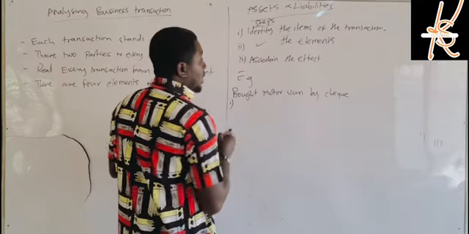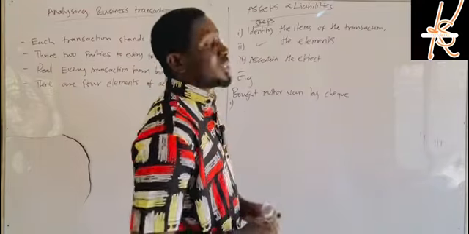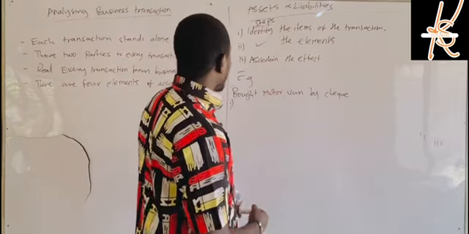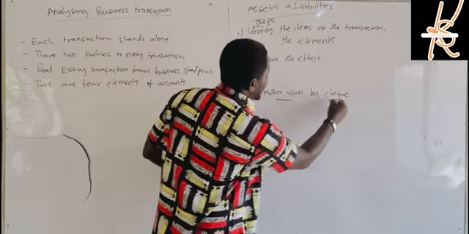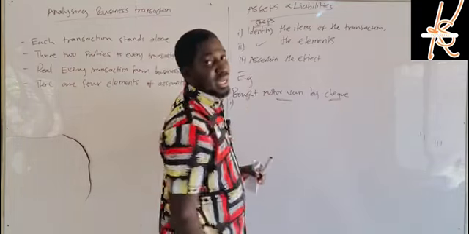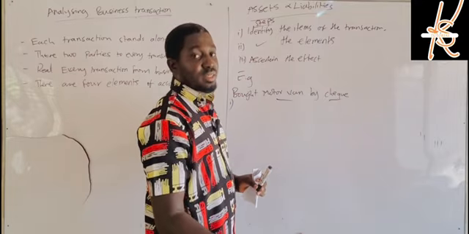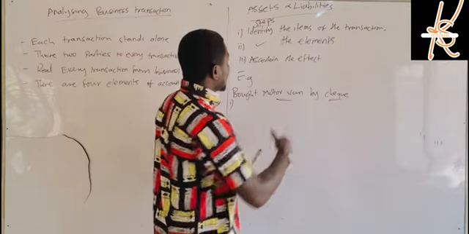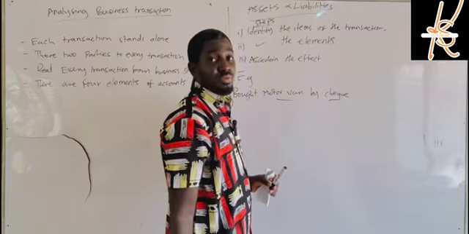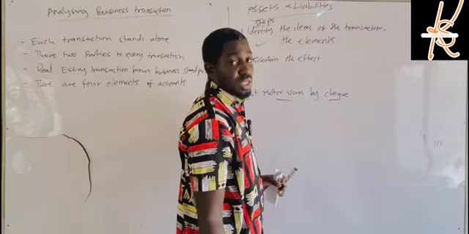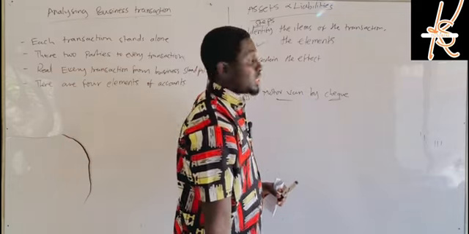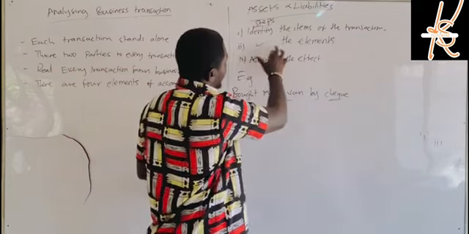Step 1, we need to identify the elements of the transaction. What are the elements of the transaction? The elements of the transaction here are motor van and check. And then check is the same as bank. So we know our elements. We've identified the items of the transaction, which are motor van and then check or bank. Do we get it?